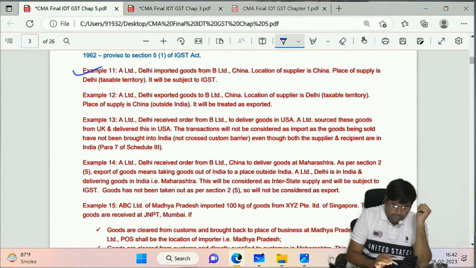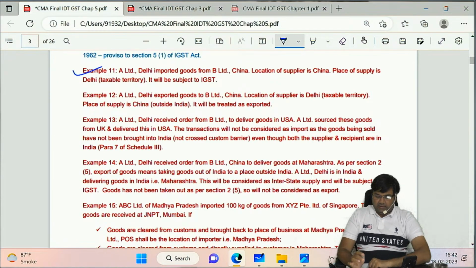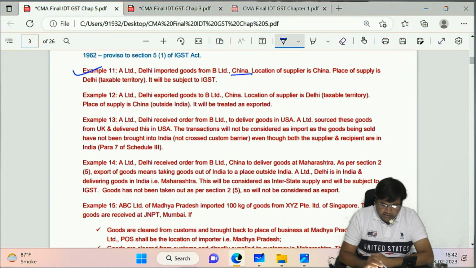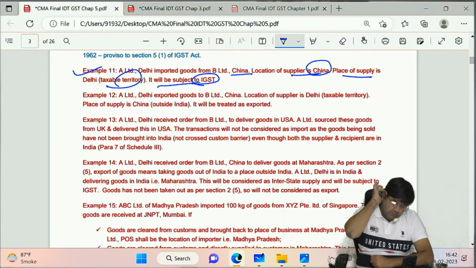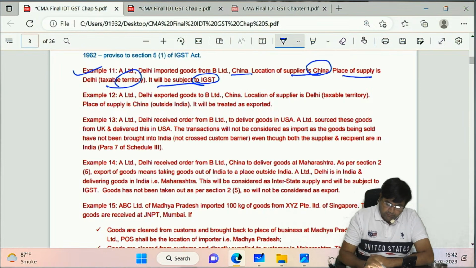Example 11. A Limited Delhi imported goods from B Limited China. Location of supplier is China. Place of supply is Delhi. It will be subject to IGST.